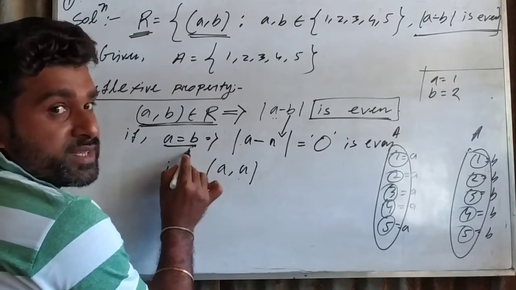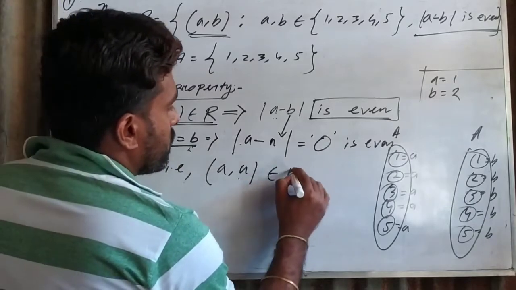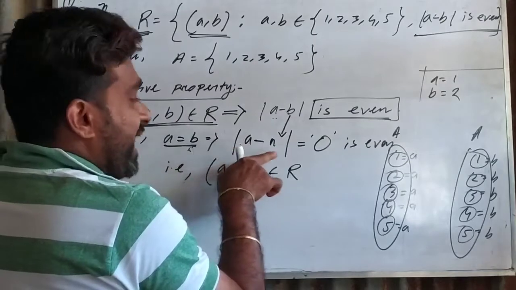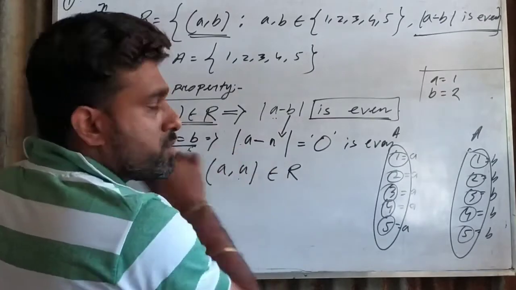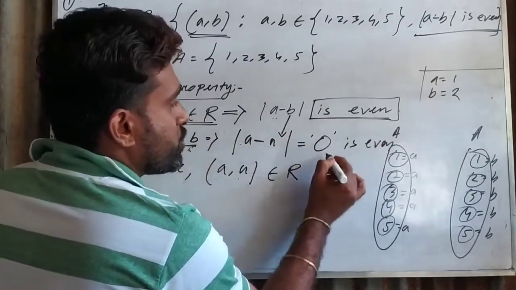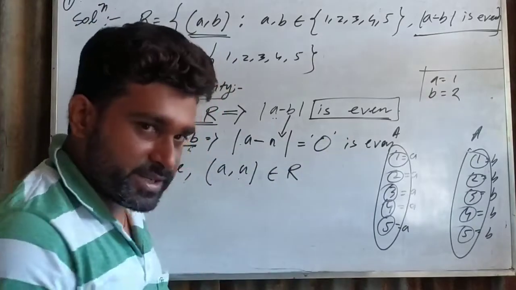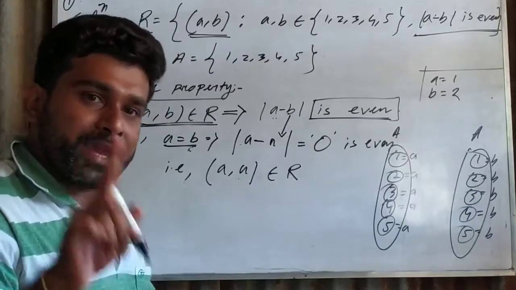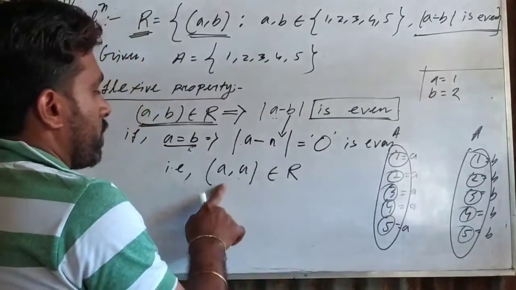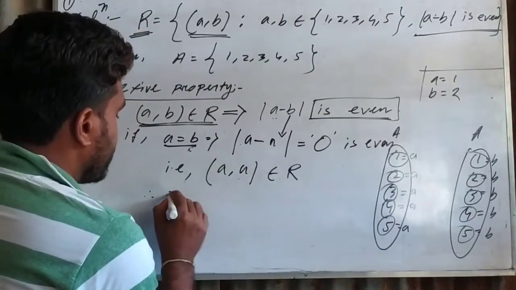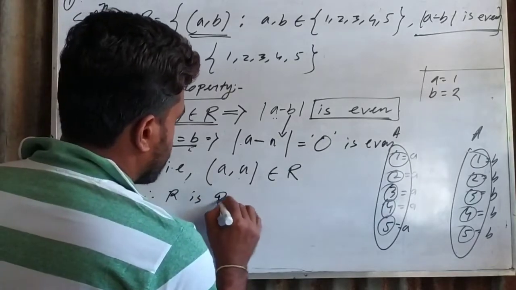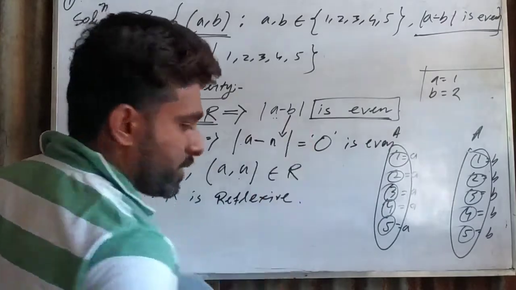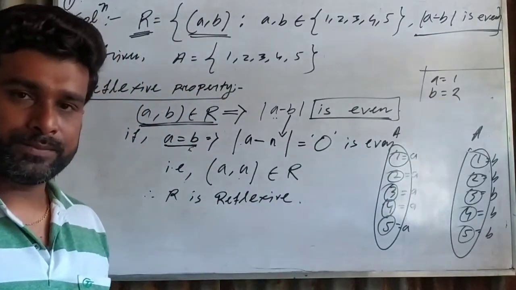Here you can see, the ordered pair (a, a) belongs to R. That means if you choose a in place of b, then the answer will be mod of a minus a equals 0, which is an even number, and the condition is satisfied here. So if the condition is satisfied, you can choose a in place of b here. So (a, a) belongs to R. So R is reflexive here, right?